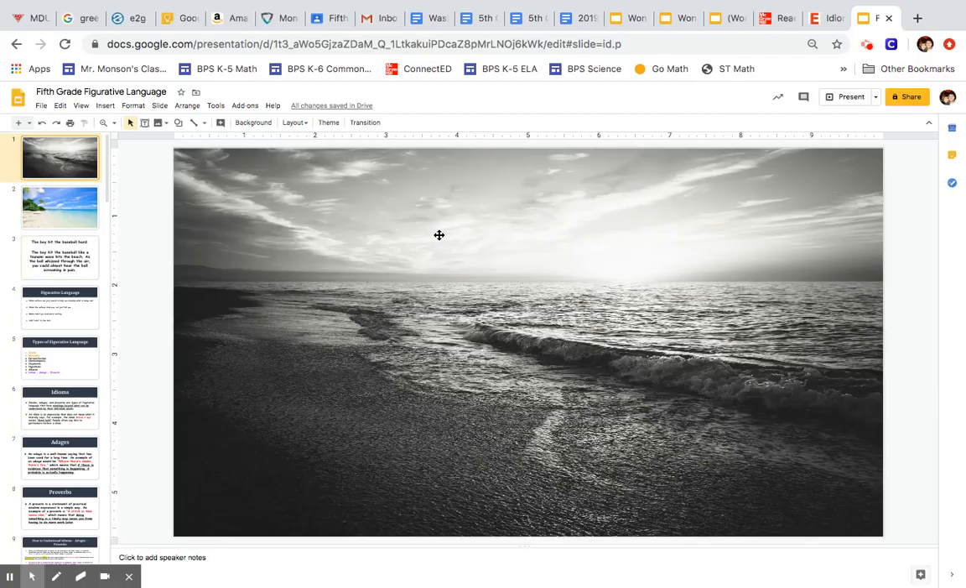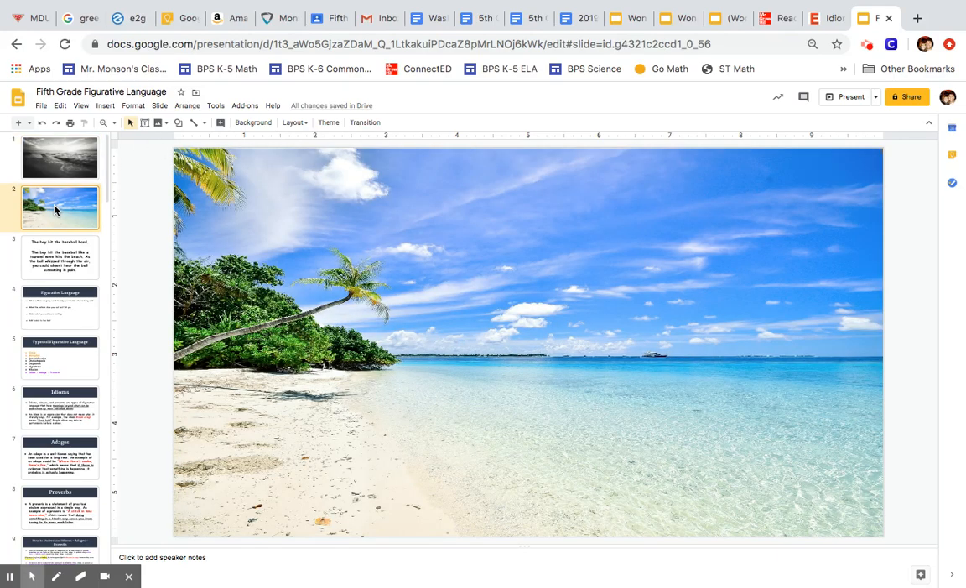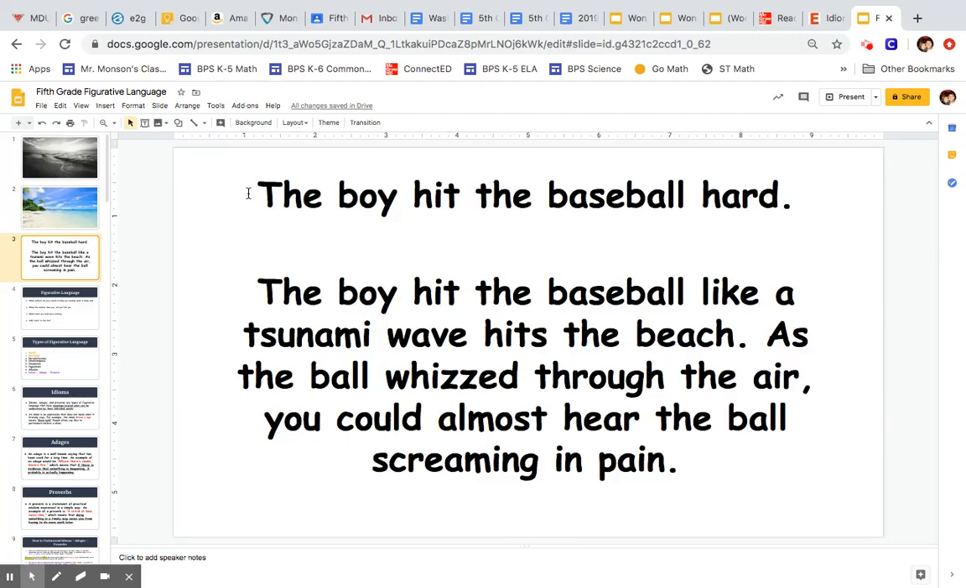Now, when authors add figurative language to whatever they're writing, it adds some flair, it adds some flavor, it adds some color. So this beach, it's almost like a story where the author added some figurative language within their story. It adds some color, it makes it pop a little bit, it makes it more exciting. Another example, this example on the top, there's zero figurative language. However, this example on the bottom, it's jam-packed full of figurative language.